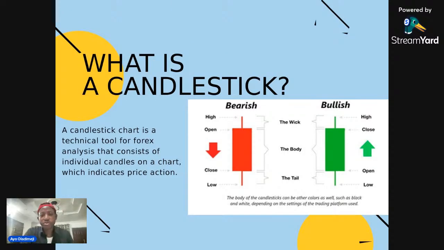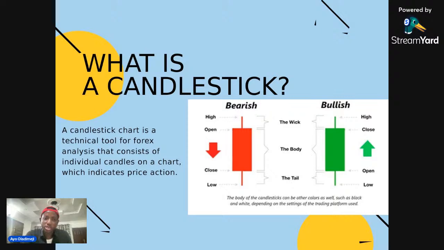What is a candlestick? A candlestick is a technical tool for Forex analysis that consists of individual candles on a chart, which indicate price action. So if you are new to forex trading, this is perhaps one of the most popular tools you're going to be seeing when it comes to trading analysis.